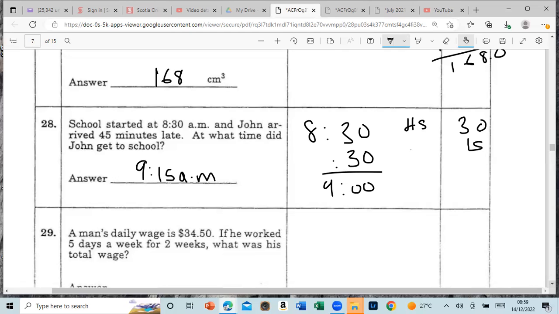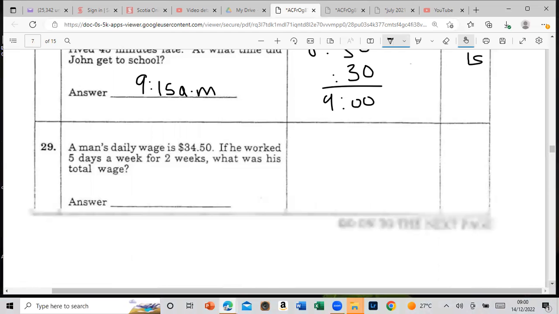A man's daily wage is $34.50. If he works 5 days a week for 2 weeks, what is his total wage? I'm going to give you guys a head start. Go ahead, do that. Take out the information, read it part by part, and then go ahead. Alright, let's go.